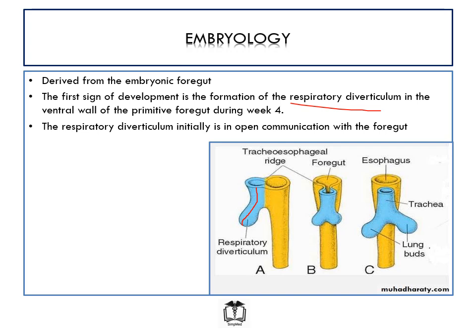With time, the respiratory diverticulum tends to separate from the foregut. First of all, a ridge emerges in between the foregut and the respiratory diverticulum, called the tracheoesophageal ridge. That ridge would eventually merge together to form a tracheoesophageal septum, and then divide the foregut into a ventral trachea and a dorsal esophagus.